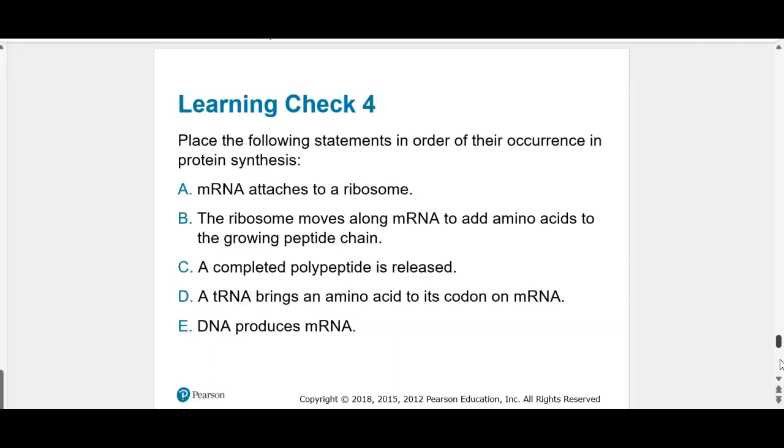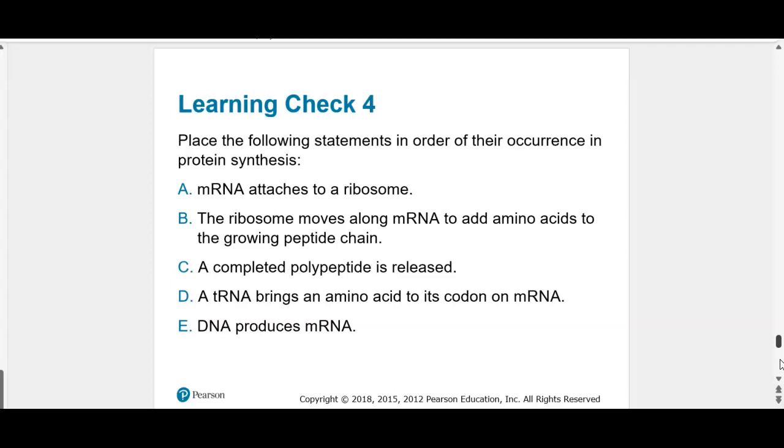Okay, so we're getting near the end of this, and they're asking you here to place the following statements in order of their occurrence in protein synthesis. Well, it's always going to start with DNA, at least the way we're doing it, at least in the human body. There's a little wrinkle when we get into retroviruses, which you're going to see eventually. DNA is going to produce our messenger RNA, so that's going to be number one.